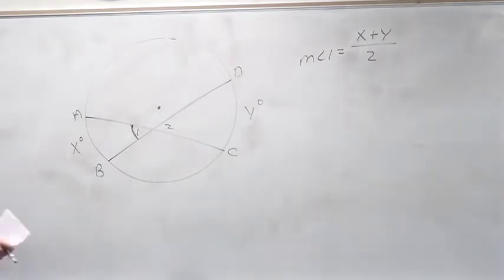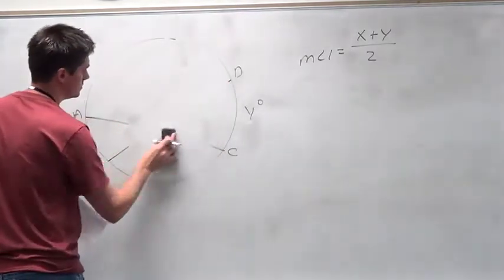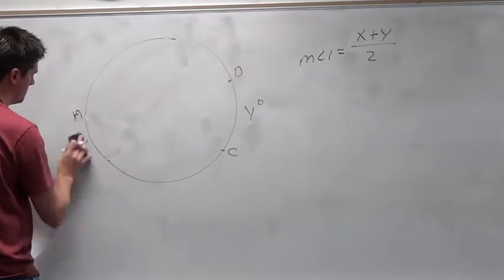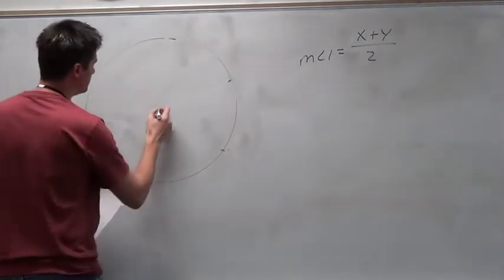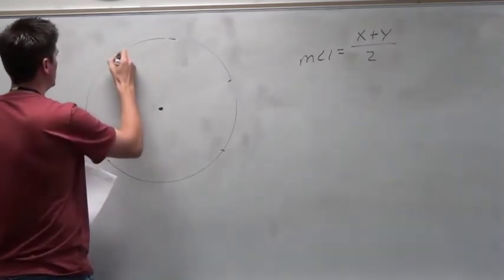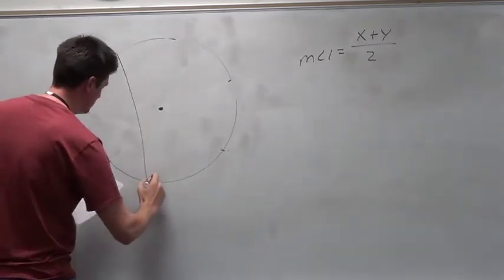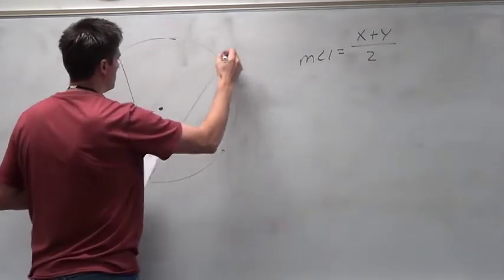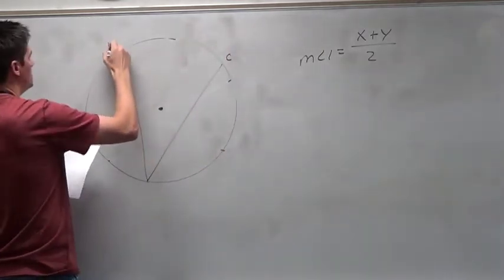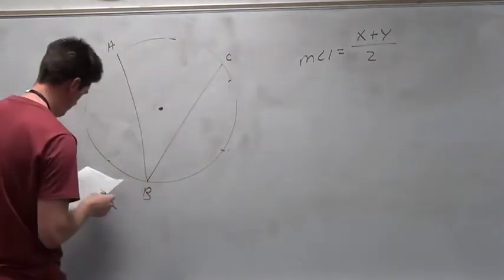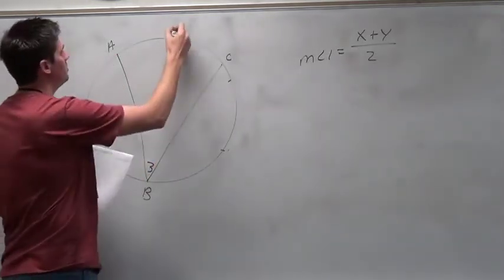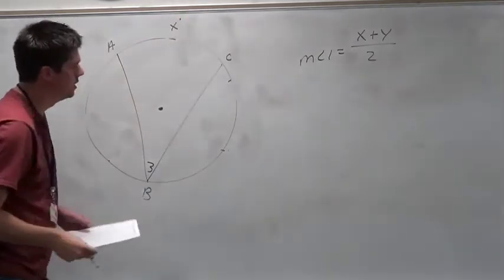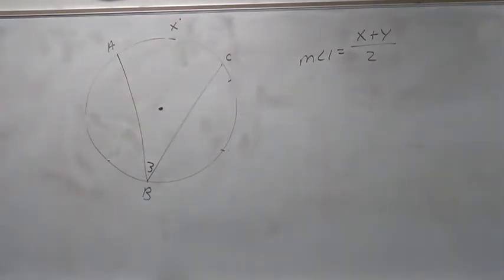Question 3. We have an inscribed angle. It's inscribed angle ABC, and this is angle 3. And this up here is x degrees. They want to know, obviously, what the measure of that angle is.